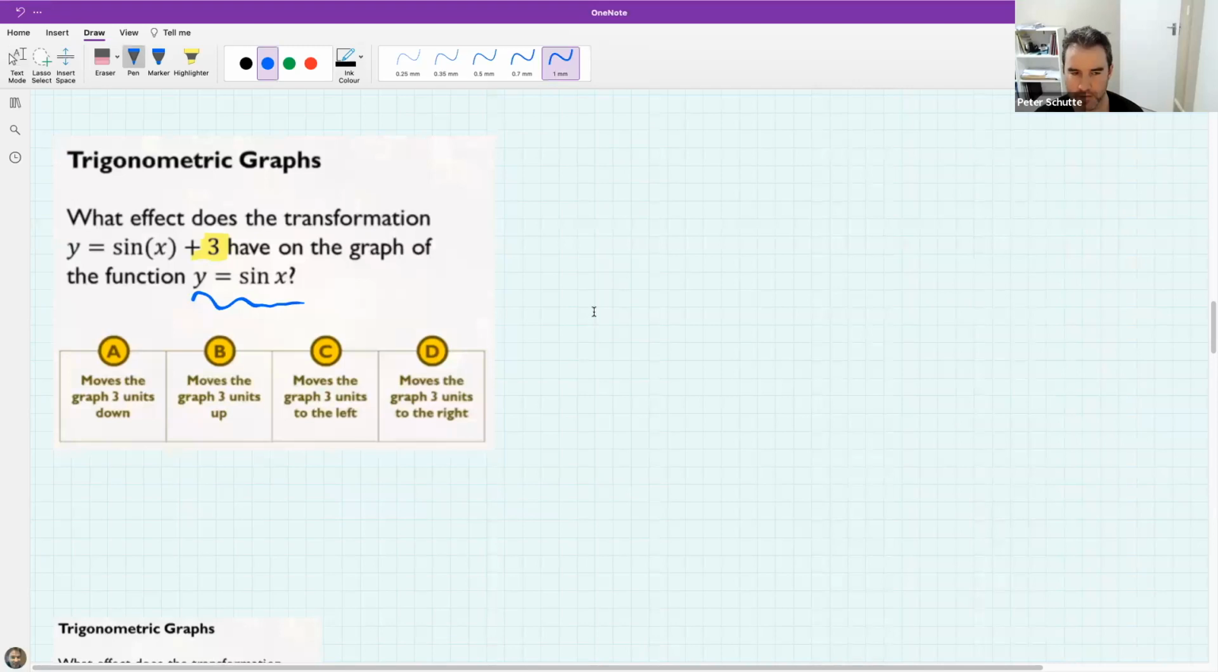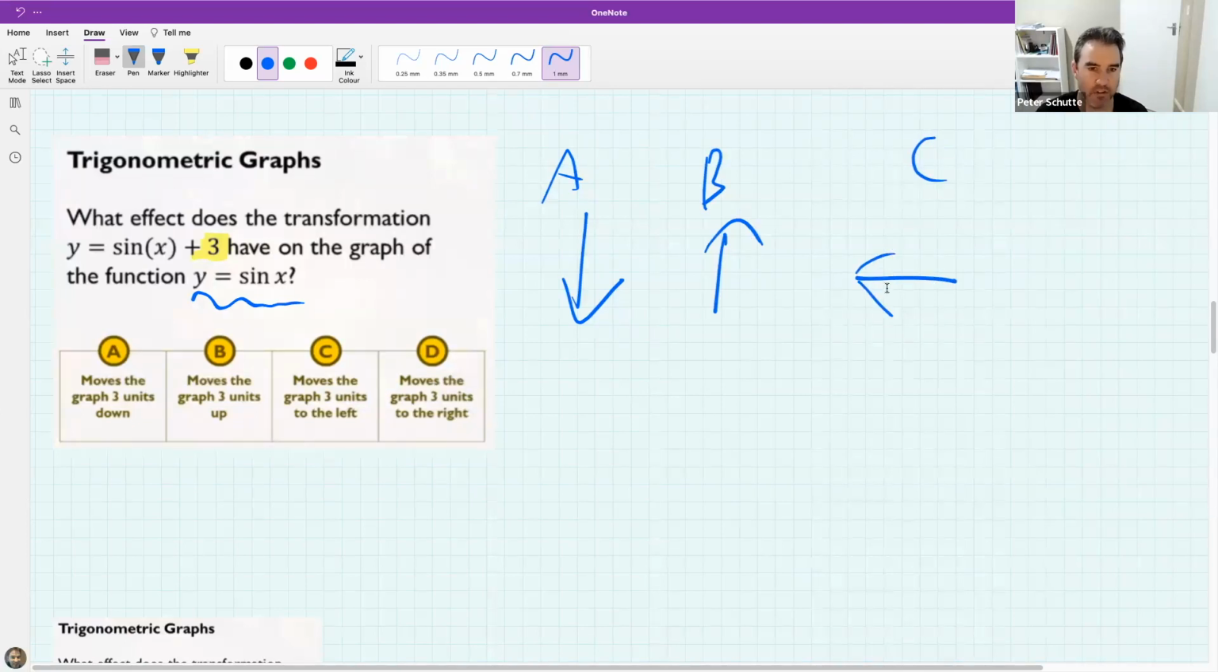So can you just explain this? Because now that we put it in words, I'm so confused. I don't know what's going on. Okay. So the first one says moves the graph 3 units down. So that's for A. For B, it says moves the graph 3 units up. For C, it says moves the graph 3 units to the left. And for D, Oh, okay, I see it now. Yes, sir. Thank you very much. Which one do you think it's going to be here?